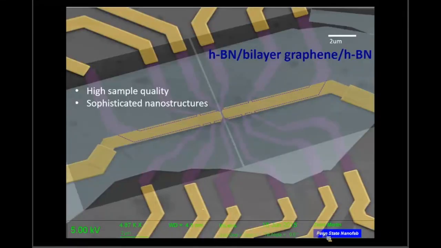I want to talk to you about what we can do when you make a very sophisticated structure that encompasses these two materials. What you see here is a device with different layers that we pattern lithographically with gates at multiple levels and with very tight dimensions. And I want to show you what happens when you can do all of that. Here, the hexagonal boron nitride encapsulates the graphene so that the quality is high, but it also acts as the dielectric so that you can pattern gates above and below it.